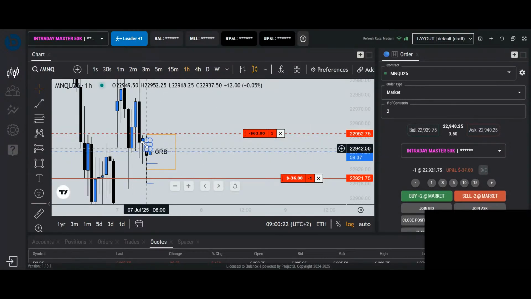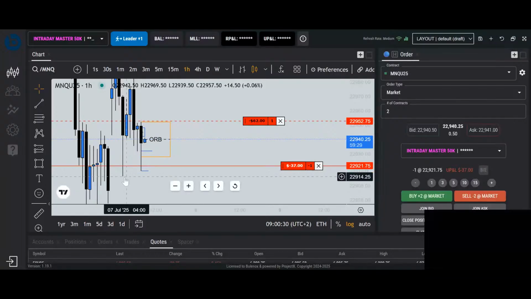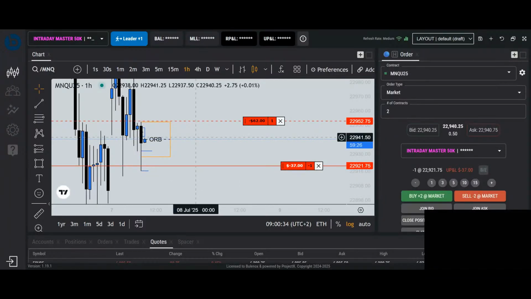So this hourly does not really look that bearish. We actually came, we swept some liquidity. We didn't sweep everything, so I would have preferred to sweep this one. That would have been perfect.